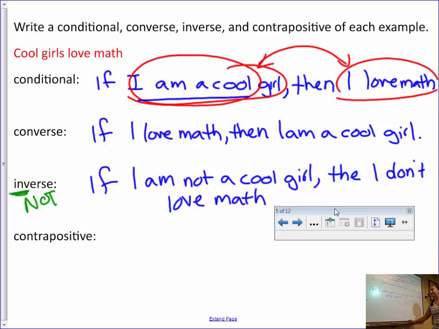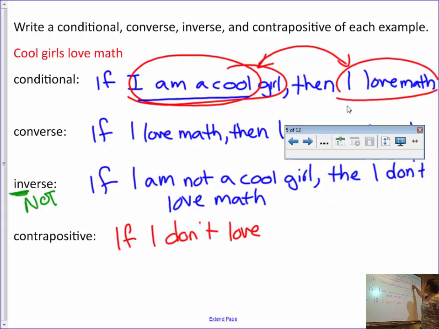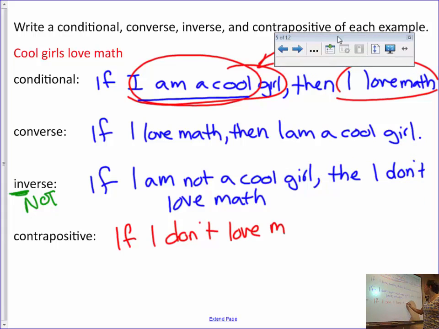And last but not least, we're going to do the contrapositive, which we said does the most. So I'm going to kind of combine the converse and the inverse, or take the converse of the inverse. It's kind of confusing. Anywho, if, so I don't want to say I'm not a cool girl yet, I don't want to repeat myself, but if I don't love math, then I am not a cool girl.